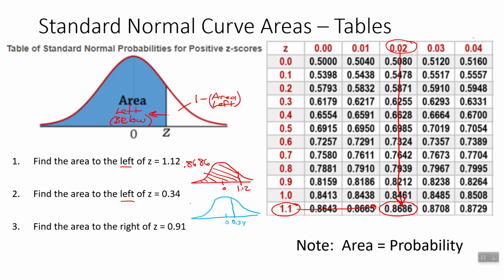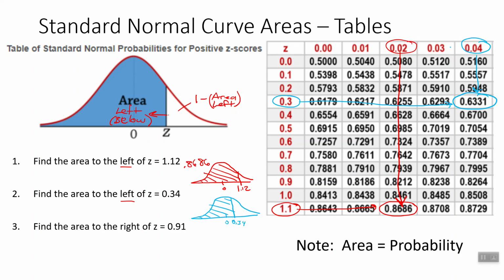0.34 is pretty close to the mean, and we want the area to the left, so I'm going to shade the left side of this. You do have to know left from right in this class. Now we want 0.3 as the first two digits, and then it ends with a 4. So here's the 4. Now we want to see where those meet.